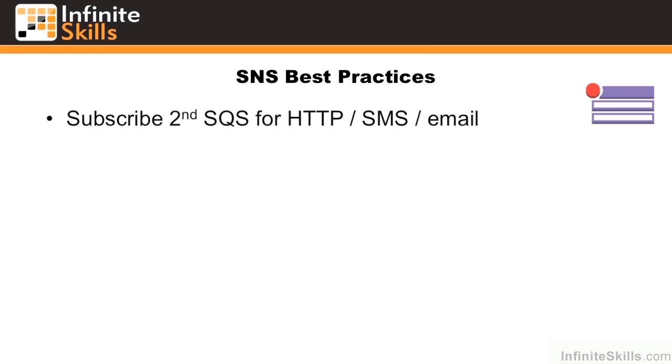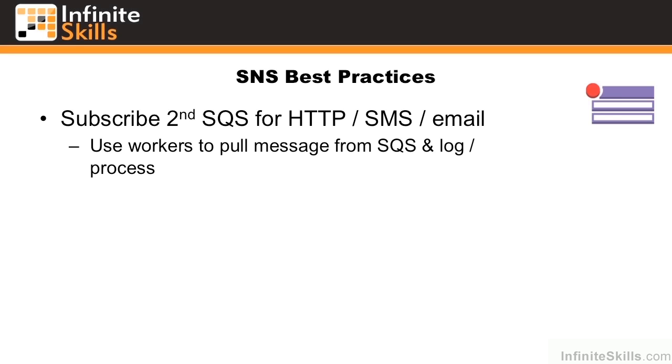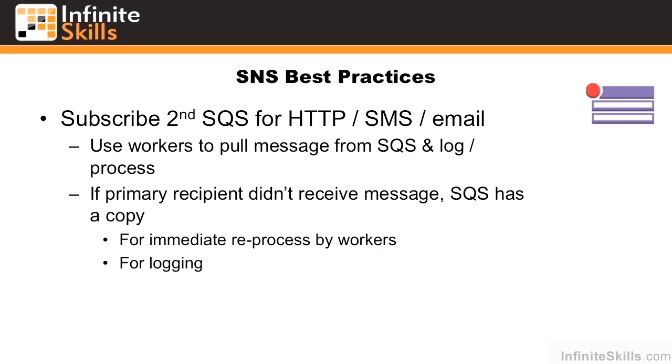One of the best practices for SNS is to subscribe a second SQS endpoint for HTTP, SMS, and email notifications. This allows workers to pull the message from SQS and log or process it. One good use case of this would be if an HTTP service goes down, it can first come back up and check to see if there's any messages in the SQS. If the primary recipient didn't receive the message, SQS has a copy, and it can immediately reprocess by workers or for logging.